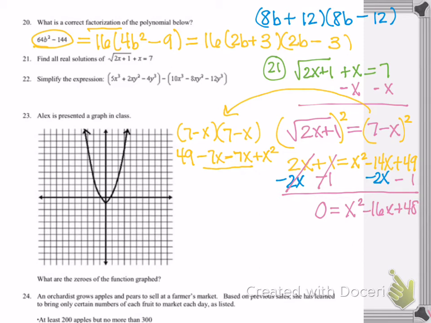To finish solving this, I'm going to factor. What multiplies to give me 48 and also adds to give me negative 16? That's negative 12 and negative 4. So x minus 4 and x minus 12. And now we set each of those factors equal to 0.